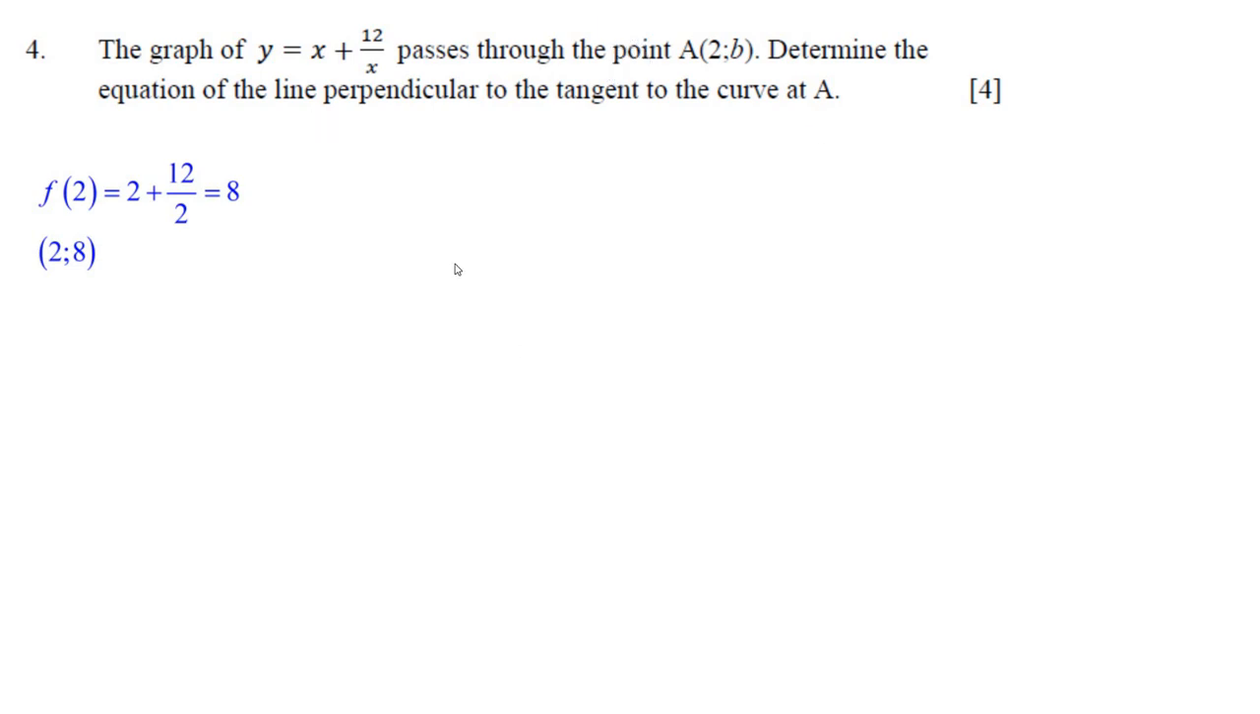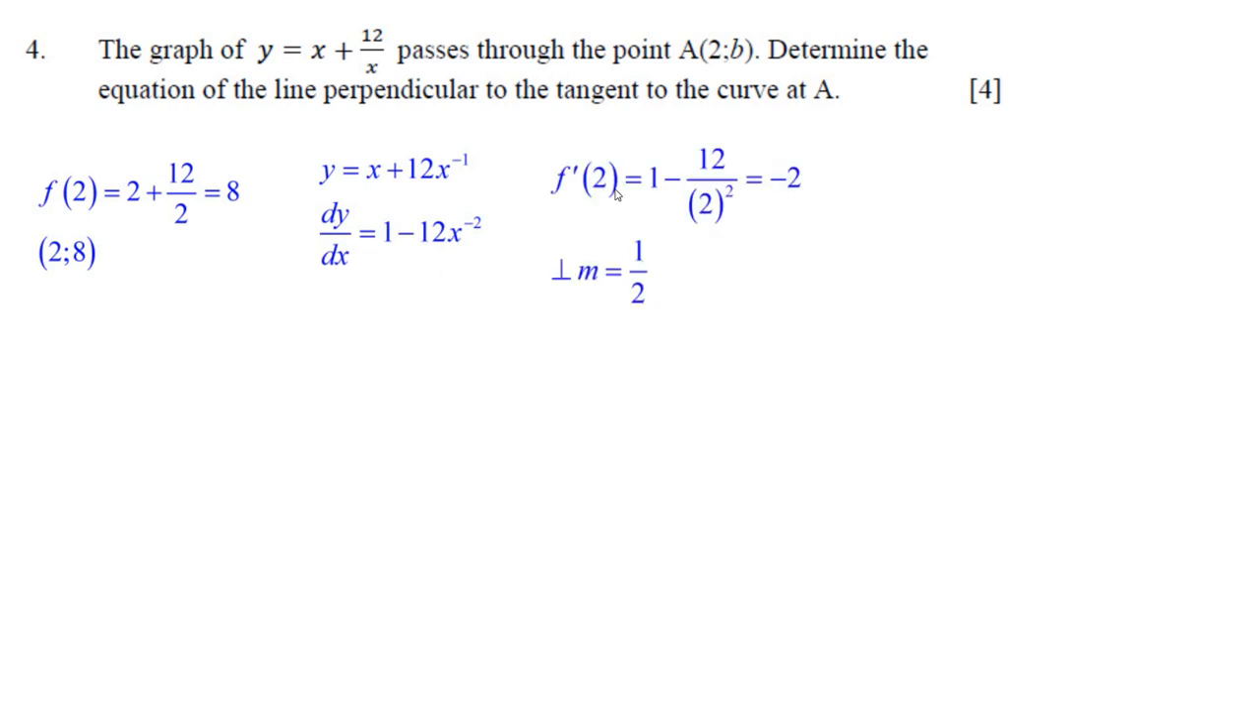Now we've got to find the derivative. Put it in the right form so we can take the derivative: 12 times x to the minus 1. The derivative of x is 1, and minus 1 times 12 gives minus 12, x to the minus 2. There's the derivative. Now, if we want to find the gradient of the tangent right at that point, we just have to take 2 and put it into the gradient formula right here.